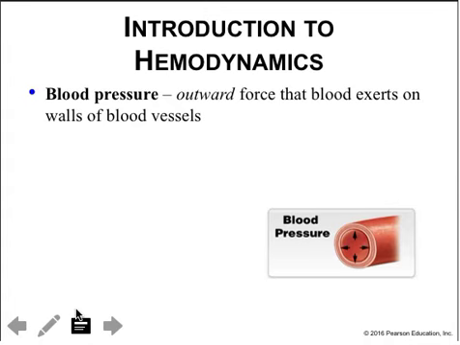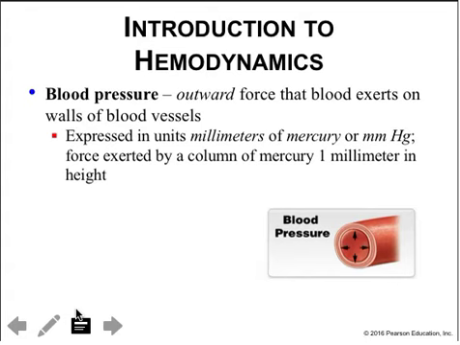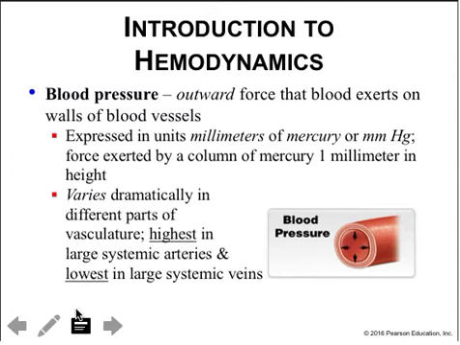Blood pressure is simply the outward force that the blood exerts on the walls of the vessels. It's expressed in units of millimeters of mercury, or mmHg, which is the force exerted by a column of mercury 1 millimeter in height. We'll get into where that comes from in a minute. It varies dramatically in different parts of the vasculature. It's highest in the large systemic arteries and lowest in the large systemic veins.